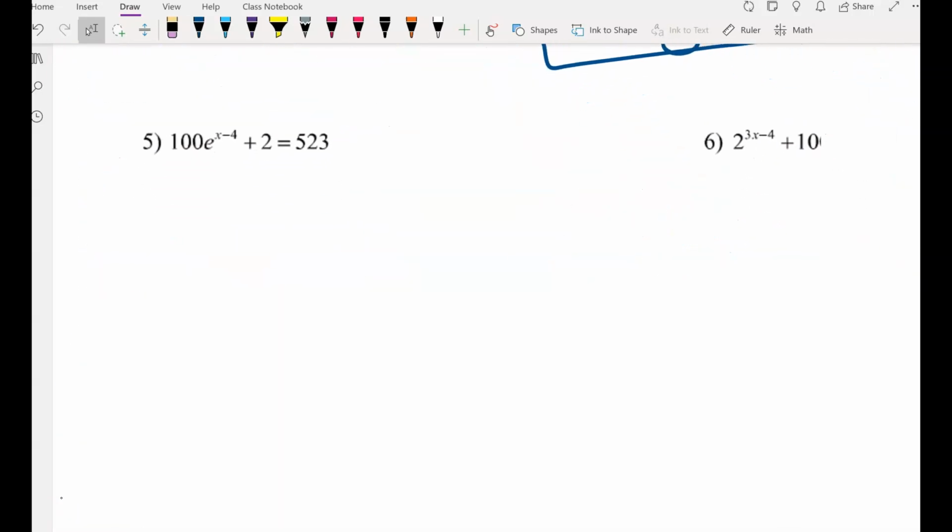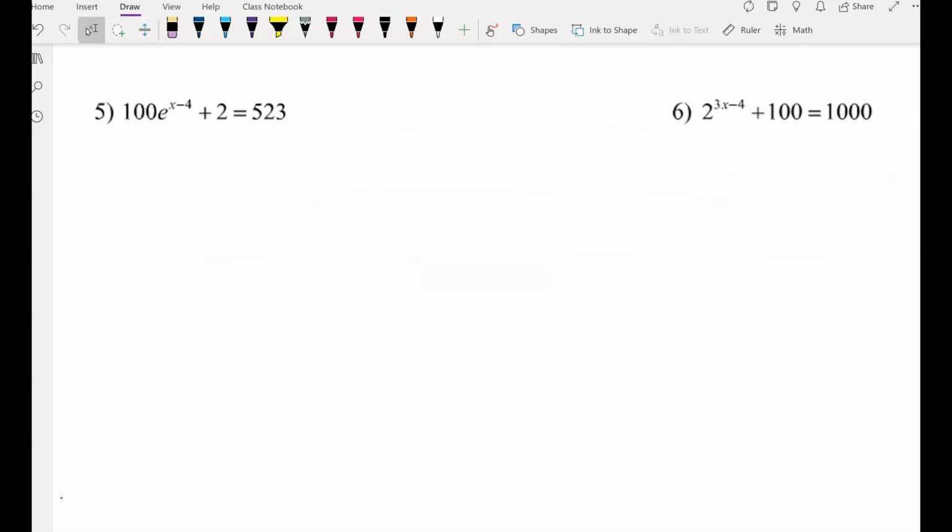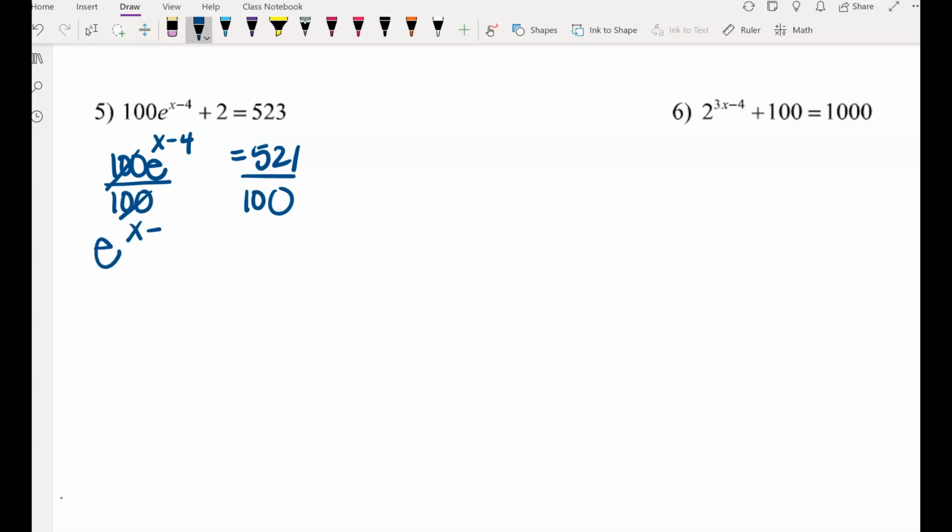Okay, follow the same exact guidelines, y'all. First, isolate your base. So move the 2 over. So 523, take away 2, that's 521. So now we have 100 times e to the x minus 4. Next, divide both sides by 100. So e to the power of x minus 4 equals, well, 521, y'all, divided by 100. I love dividing by 10 or 100 because technically it's just like moving the decimal, right?